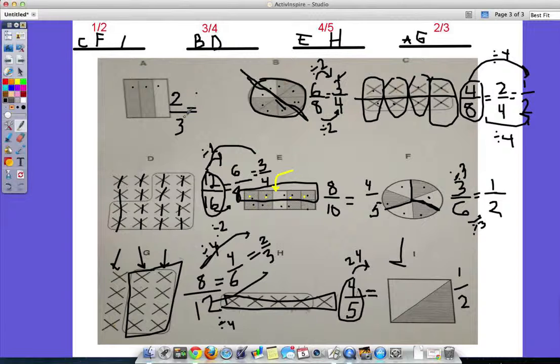And that should be the process that you go through when you're completing a sheet like this, is writing it out and writing that whole fraction first and then working to get it in simplest form.